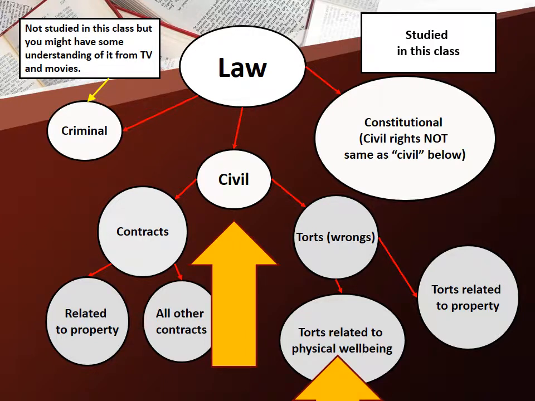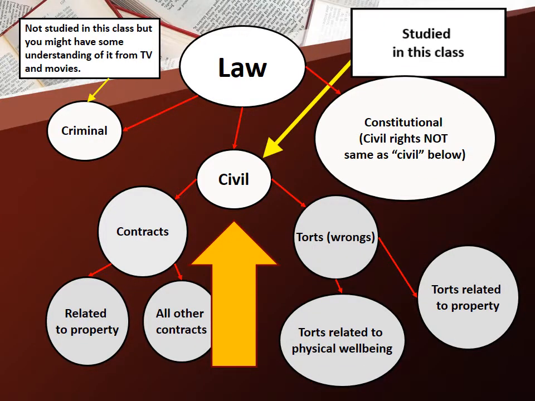Tort law can further be divided into two categories: torts related to physical well-being, such as defamation, which attempts to prevent someone from lying about you, or infliction of emotional distress, which attempts to prevent someone from inflicting severe emotional distress. Torts related to property are torts that attempt to protect your property from being taken or used by another. For example, conversion is the tort of taking the property of another.